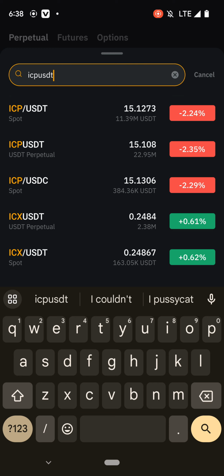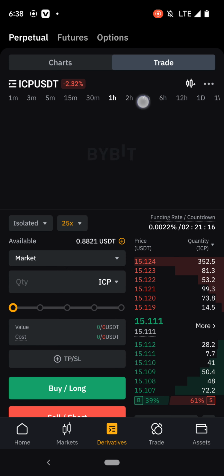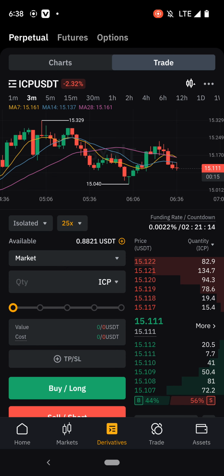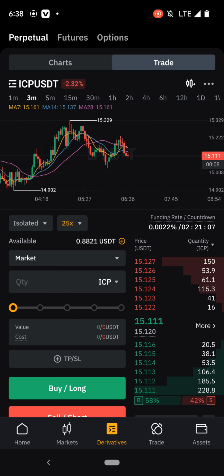ICP spot, you can trade it on spot. ICP perpetual means you can trade it on futures. So always select this one with perpetual on it. Yes, it's very important. So take ICP perpetual. Once you take perpetual, you are going to see the chart and the various time frames. Now these time frames are not what we are dealing with now. They can just help you to see how the trade is going.